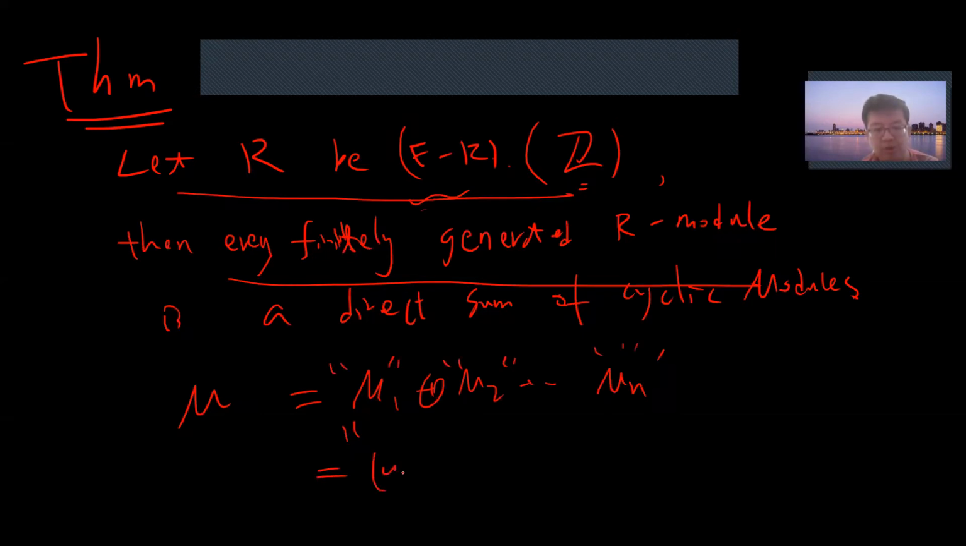So basically you can find elements a0, a1, a2, up to an in M, giving cyclic submodules. Yeah, so this theorem is not so trivial. Some people may say that this is trivial, but actually it is not.